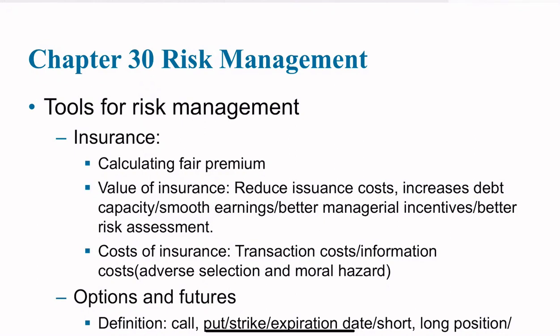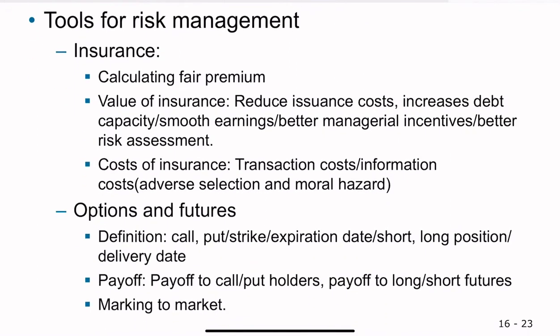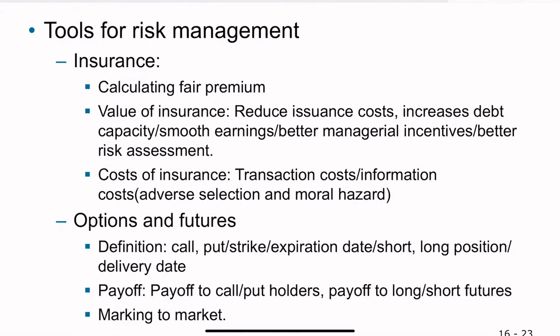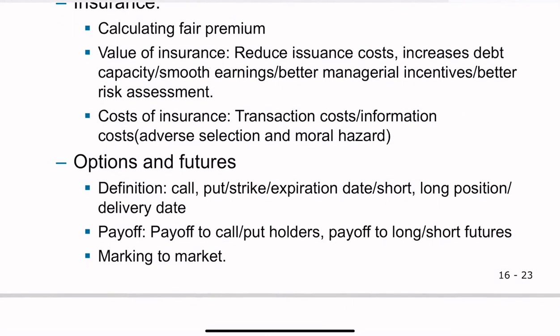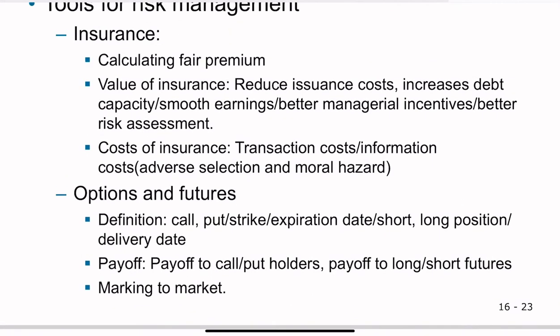Okay, so first, what are the tools we can use for managing risk? So the first one is very conventionally useful, right? Buying some insurance. And in this chapter, you need to understand how to calculate fair premium. So essentially, the fair premium of the insurance is the discounted value of the expected insurance payout. And then we discussed the value of insurance and the cost of insurance.